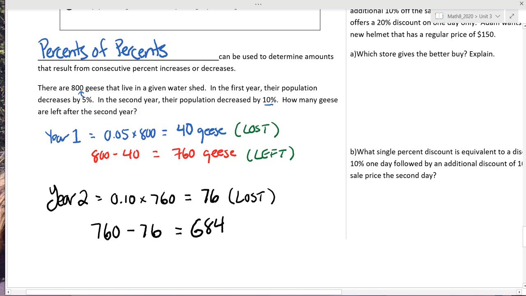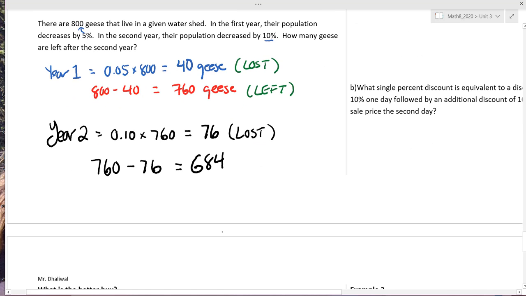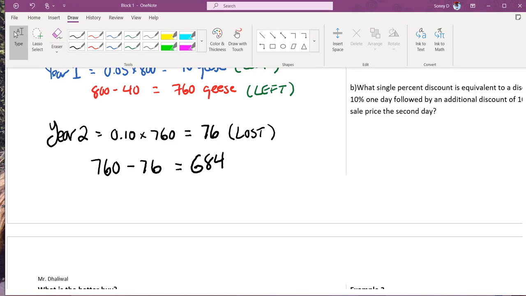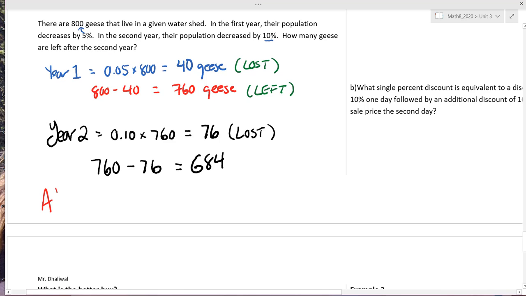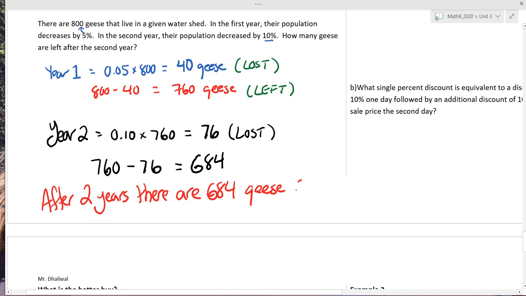Right? So you give a little statement. After 2 years, there are 684 geese left. Okay.